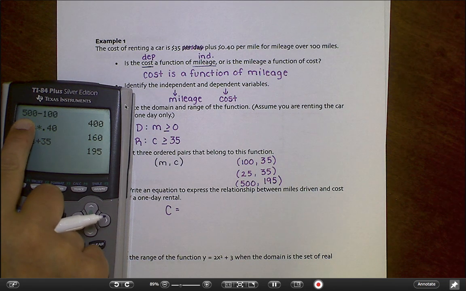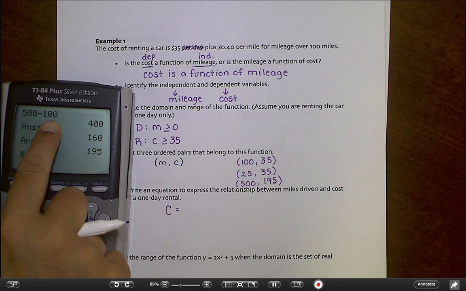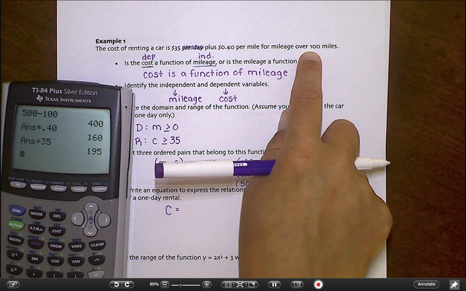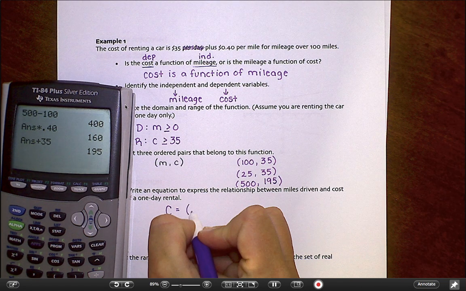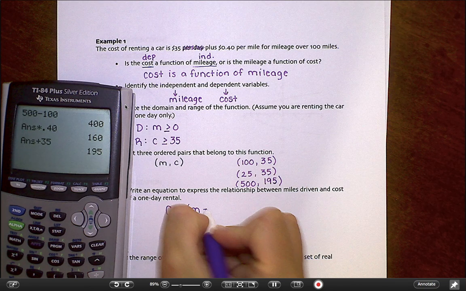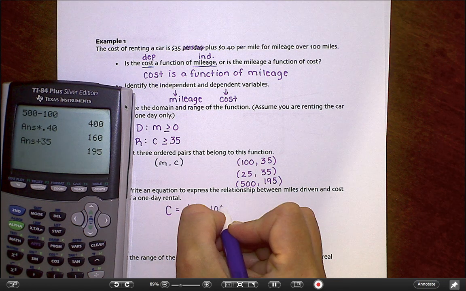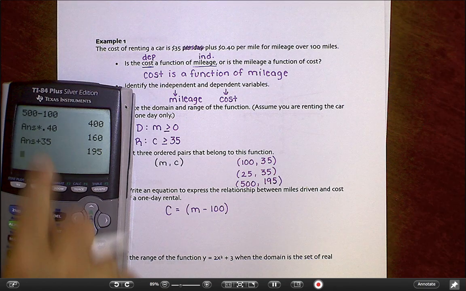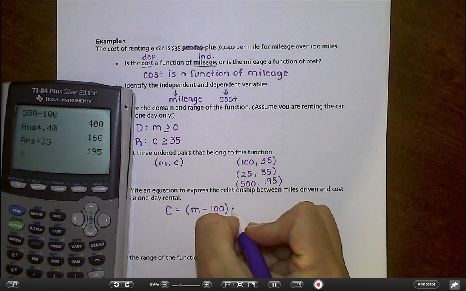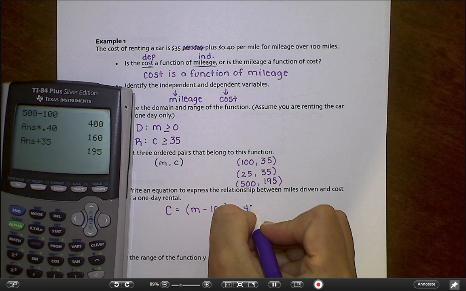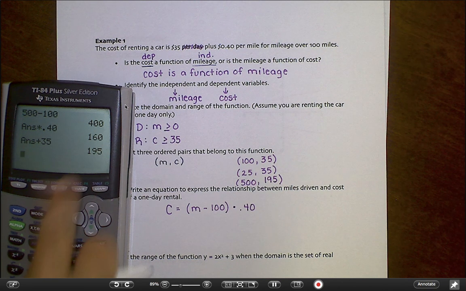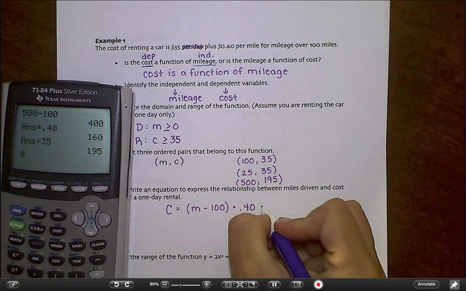That's my mileage. The first thing I did with it is I subtracted 100 because we have to make sure that we're not going over 100 miles. So I'm going to take M and subtract 100. And then we multiplied by the 40 cents a mile, right? So I'm going to multiply by 0.40. Okay. And then I'm going to add that $35 a day fee.